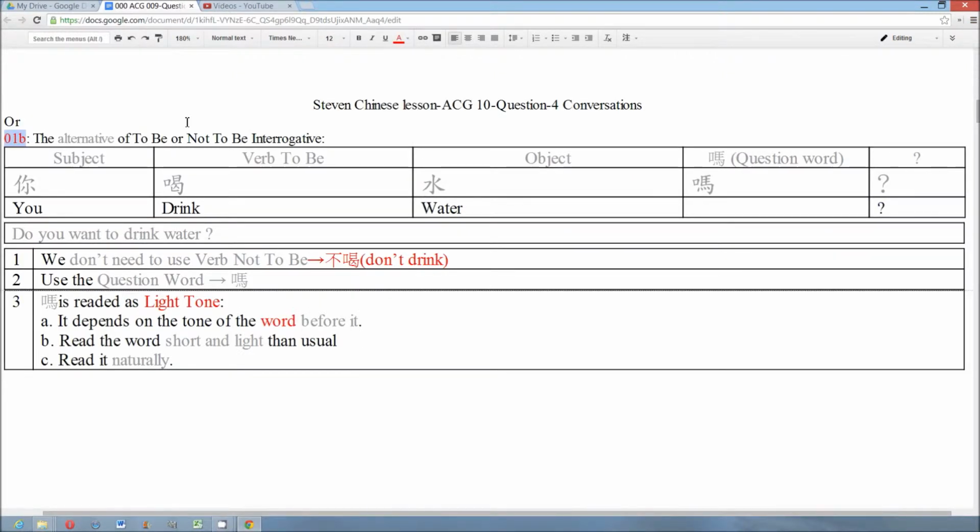This is 1B. We are introducing another format of to be or not to be interrogative. In this format, we don't have to use the verb not to be, and we should use the question word ma at the end of the question. For example, 你喝水嗎? Do you want to drink water? Subject, verb to be, object, and ma question mark.